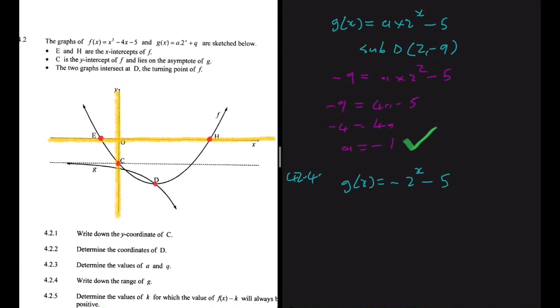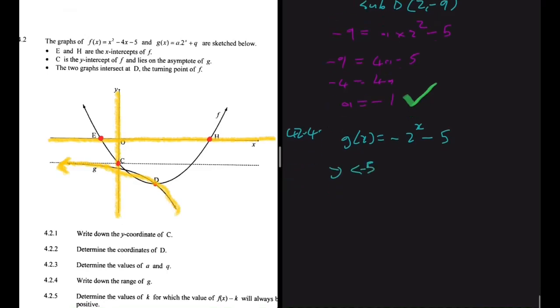Because as you can see, the y values will never be greater than minus 5, right? They actually never touch there. The y value gets infinitely closer to minus 5, but it never really touches minus 5, right? But then going down, the y value goes to minus infinity, basically. So we're saying that the y value will always be less than minus 5.